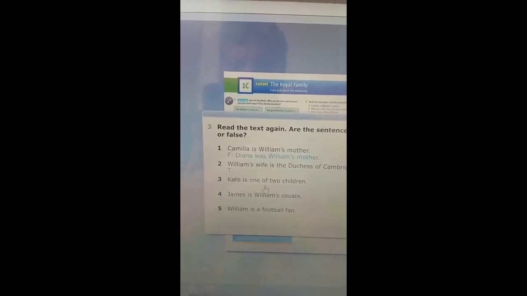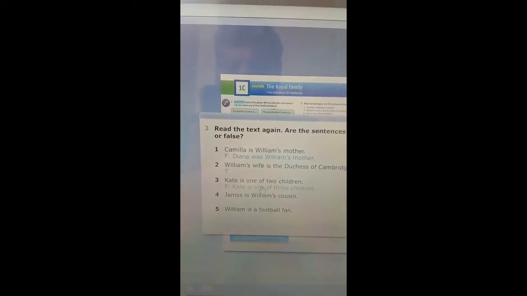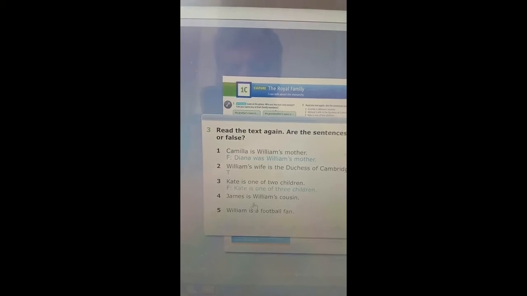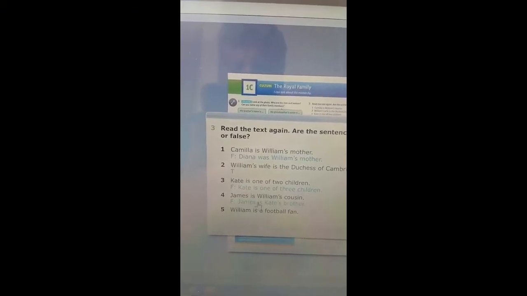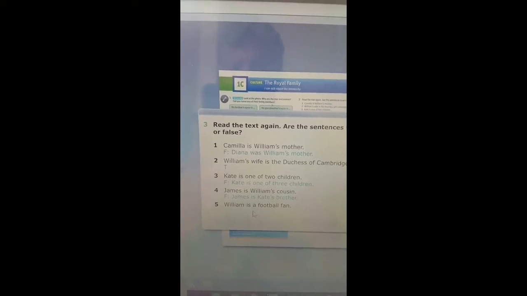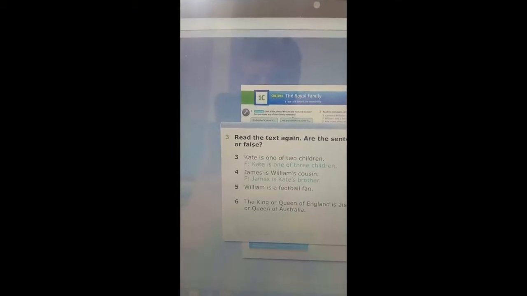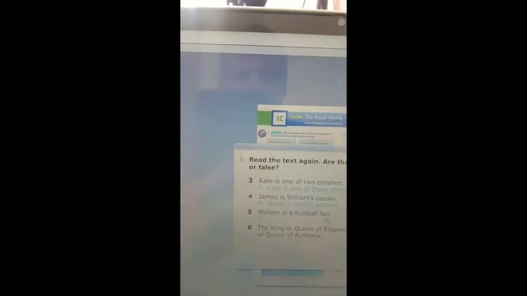Kate is one of 2 children. No, she's one of 3 children. James is William's cousin. No, James is Kate's brother, so that makes him William's brother-in-law. William is a football fan. Yes, that's true. He supports Aston Villa.